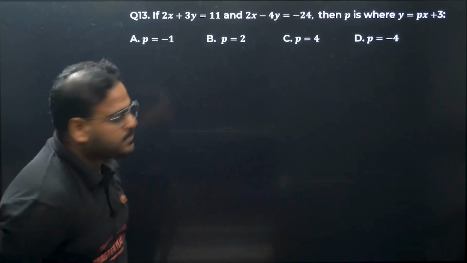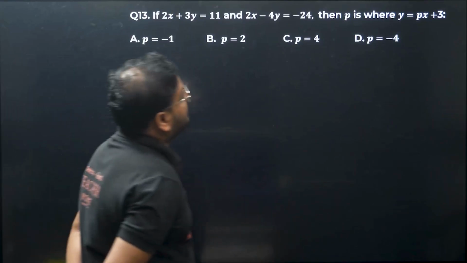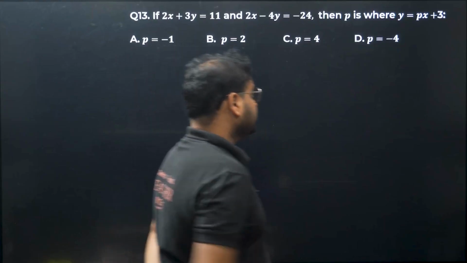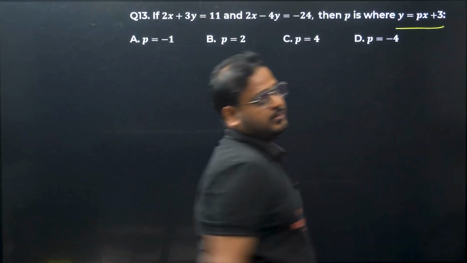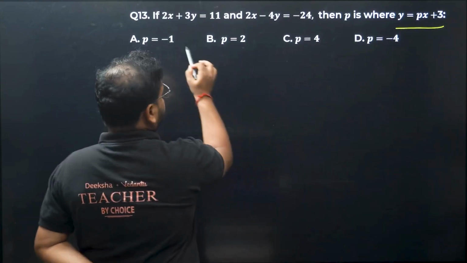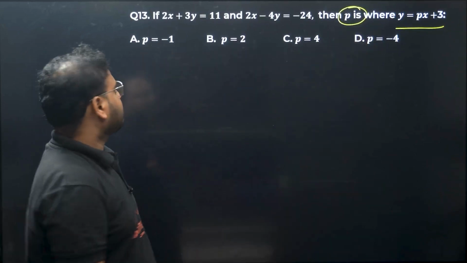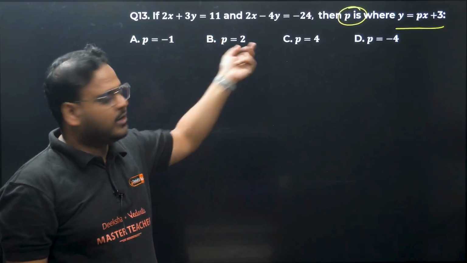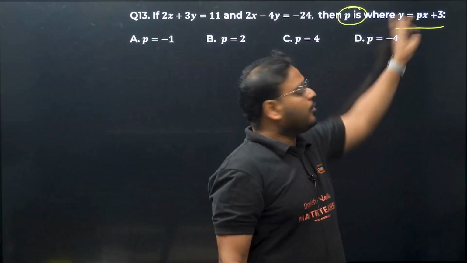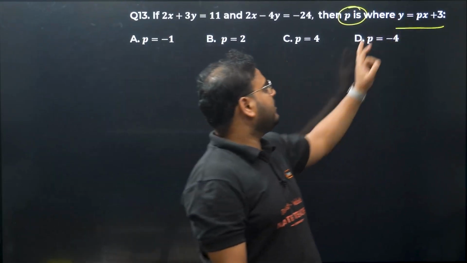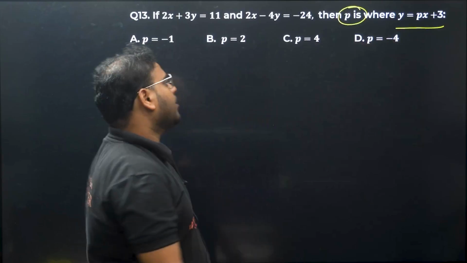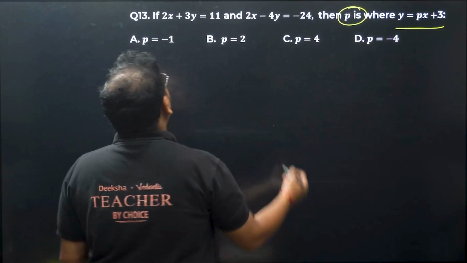2x plus 3y equals to 11. 2x minus 4y equal to minus 24. What are they asking? y value as px plus 3. The asking is what is the value of p? They're saying that if you solve these two, you will get value of x and y, of course. So use that to get the value of p. They've given a relation between x, y and p.